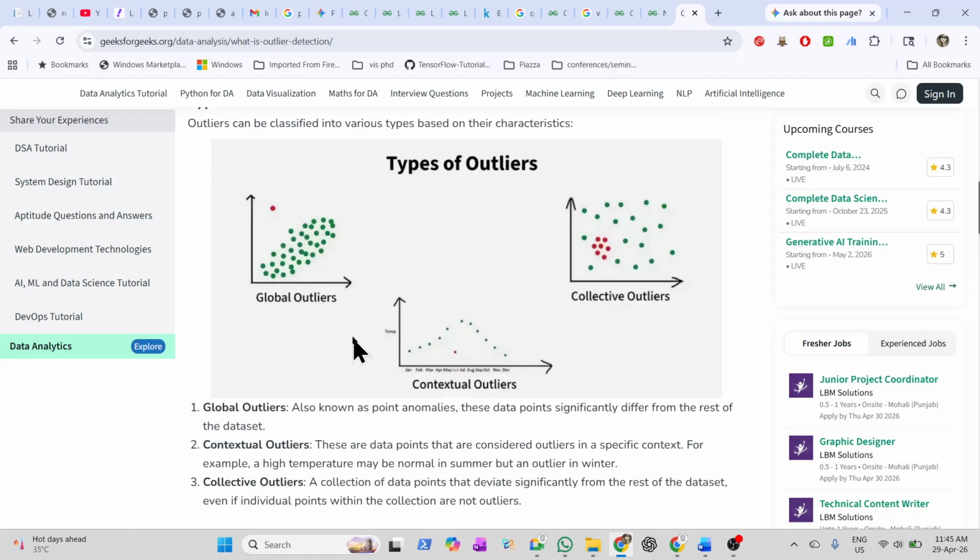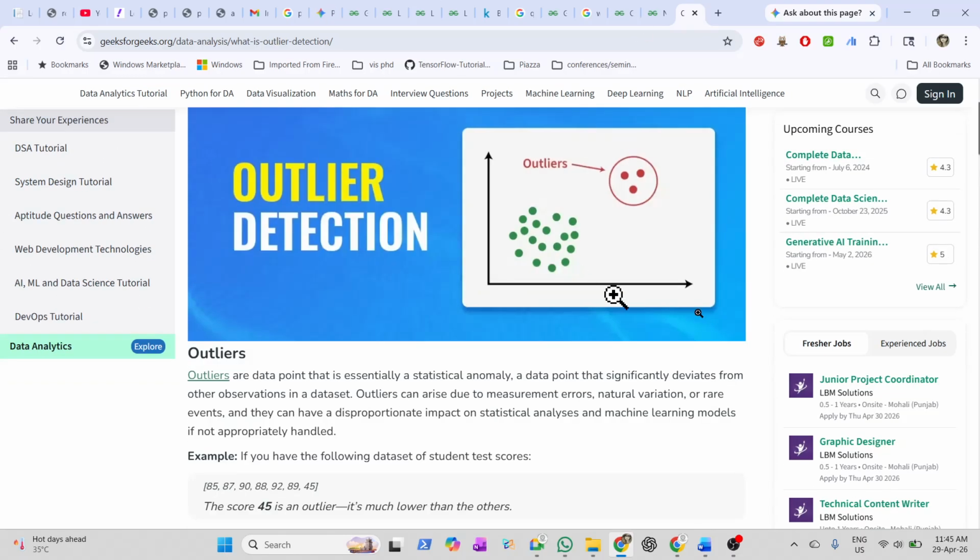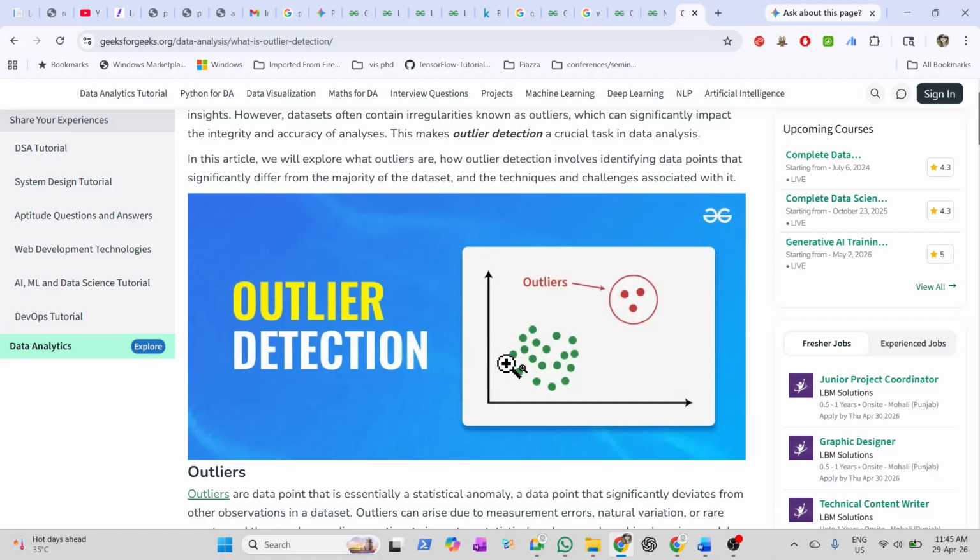So here you see these are our data points. And there are three data points which are very far from these green data points. Very far. There is no similarity between these points and these points. So now you can put these three red color points into the category of outlier.